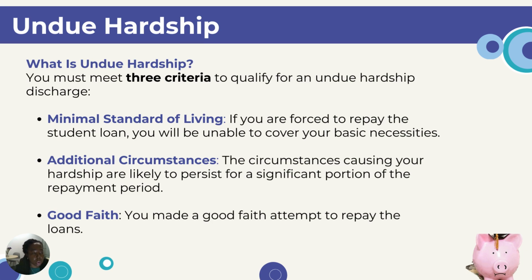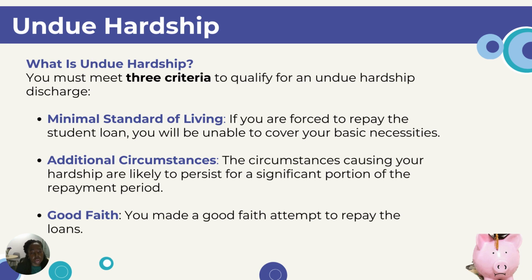There are three things that the court looks at to determine whether or not you have an undue hardship. The first is the minimal standard of living. Meaning, if you are forced to repay the student loan, you'll be unable to cover your basic necessities. This is really an analysis of your budget and whether you can cover your rent, your gas, your food, your utilities, your transportation, out-of-pocket medical and dental, life insurance, all your basic needs, and still have sufficient left over each month to make the minimum payment on your student loan. So if you only have, let's say, $100 left in your budget each month, but your minimum payment on your student loan is $500, then you've met the first part of the test, which is the minimal standard of living.